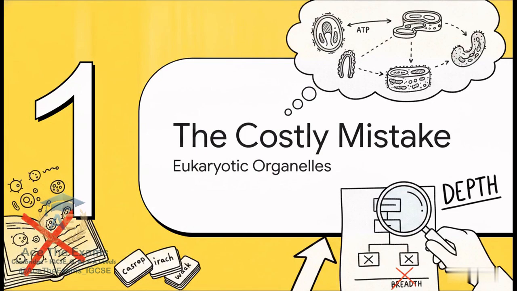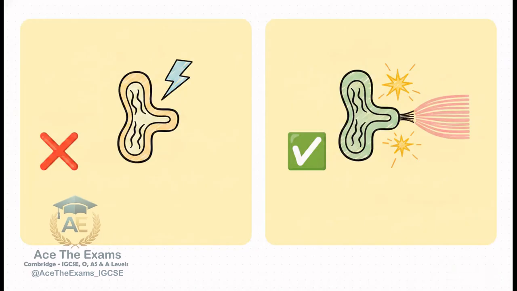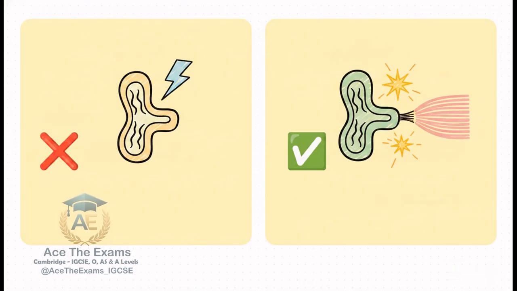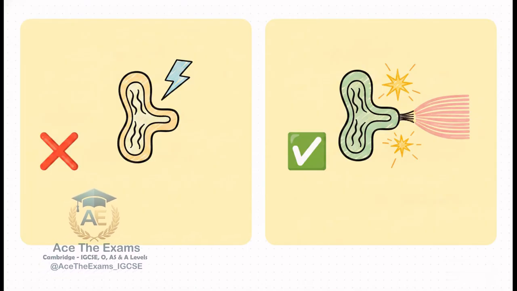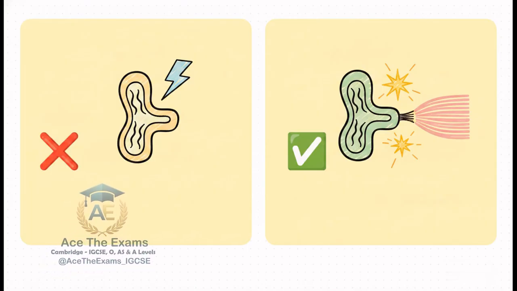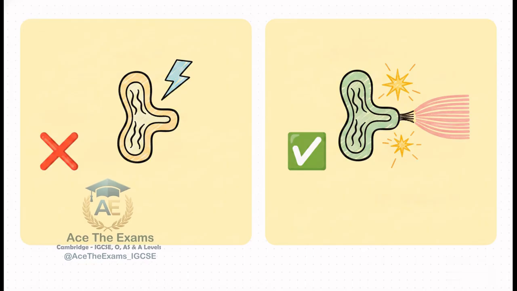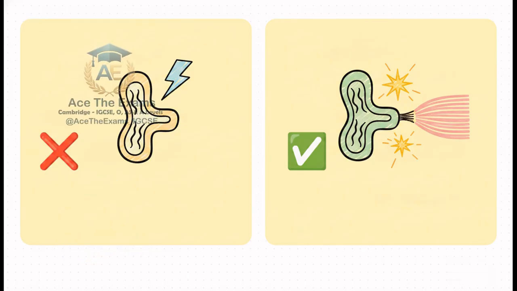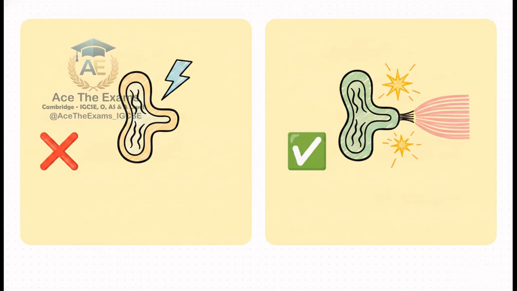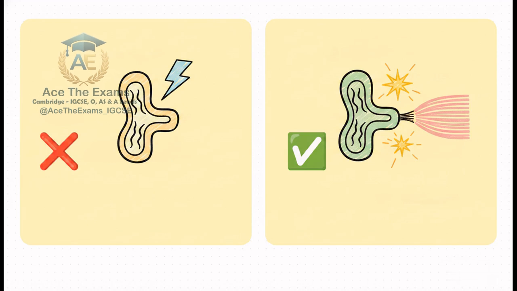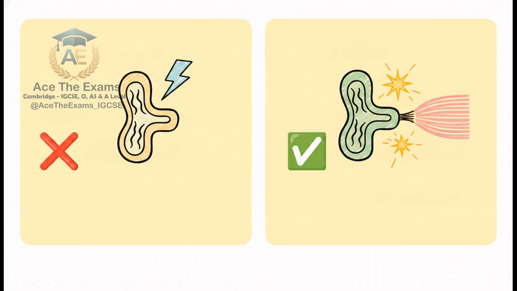All right, moving into section 1, the costly organelle mistake. Here's the deal. When you just memorize facts about cell organelles totally out of context, you're relying on superficial breadth. But examiners, they're hunting for analytical depth. This comparison here beautifully illustrates the difference. The flawed side is totally generic, while the top band side takes specific organelle terminology and applies it directly to the context of the question.